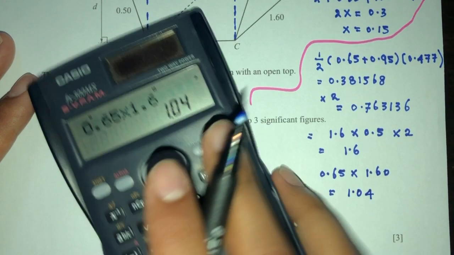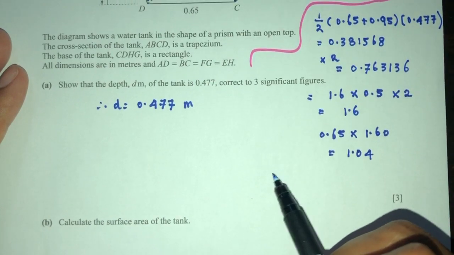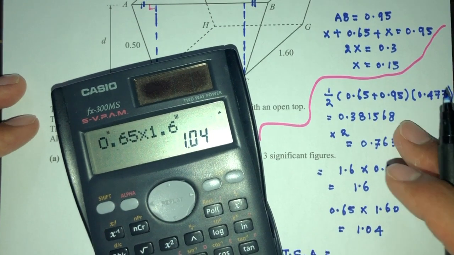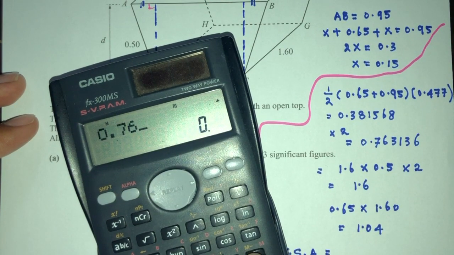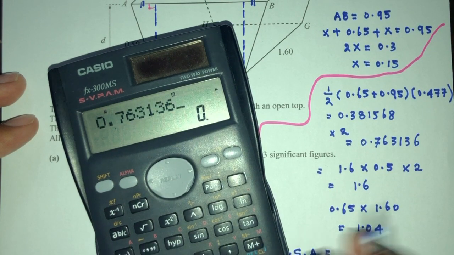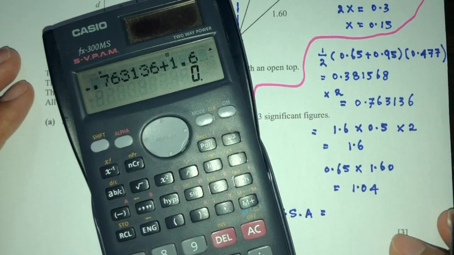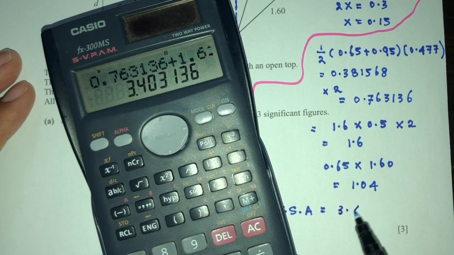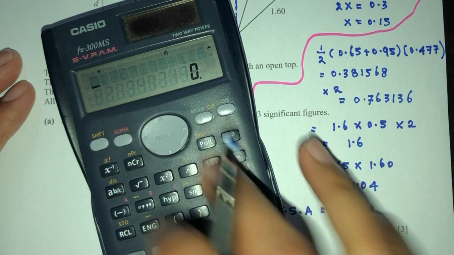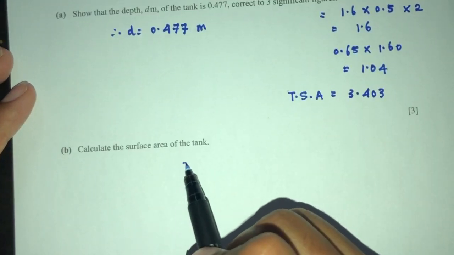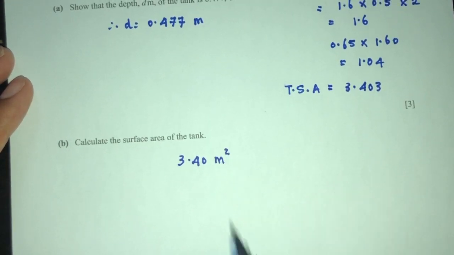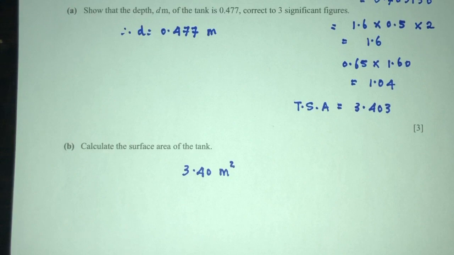1.04. So finally, the total surface area, that will be what? Plus everything, there will be this: 0.763136 plus 1.6 plus 1.04. That will be 3.403. So correct to 3 significant figures, obviously you would say it is 3.40, and that will be in terms of meters squared for the surface area. That is part B of your question.